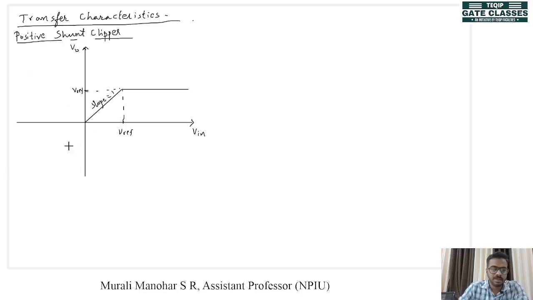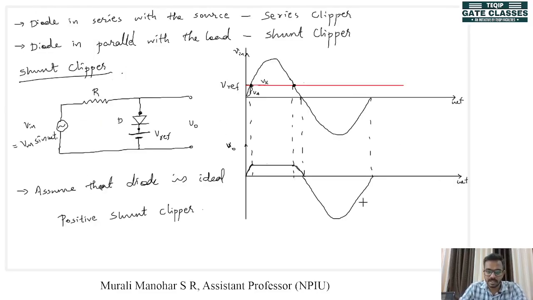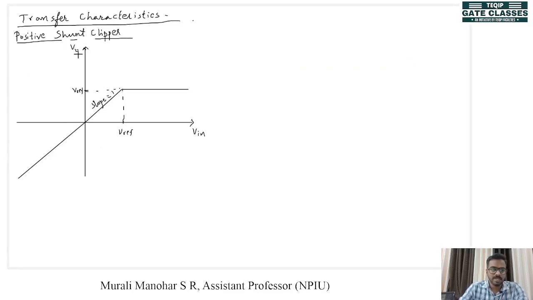And during the negative half cycle, you know that V in is equal to V out, right? During the negative half cycle, V in is equal to V out. So this will be the transfer characteristics of a positive shunt clipper.